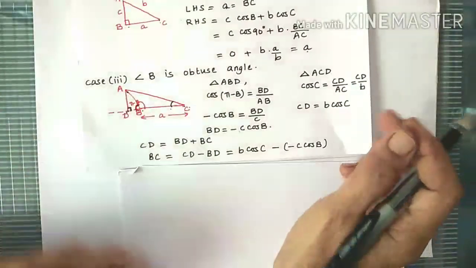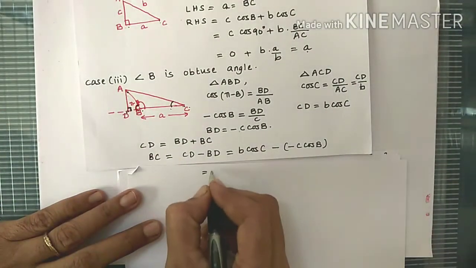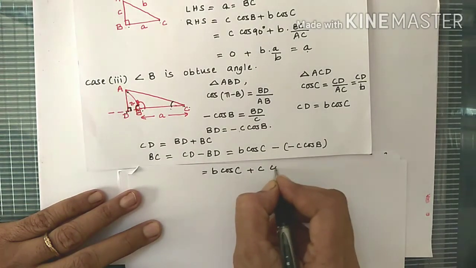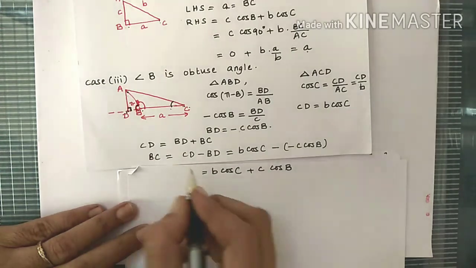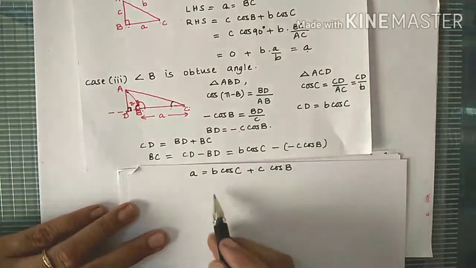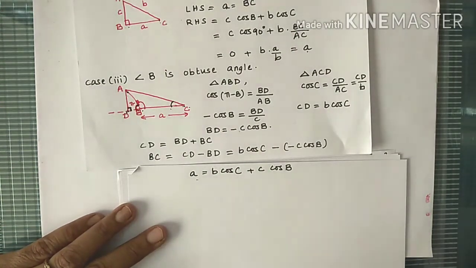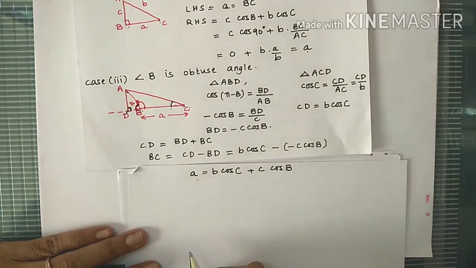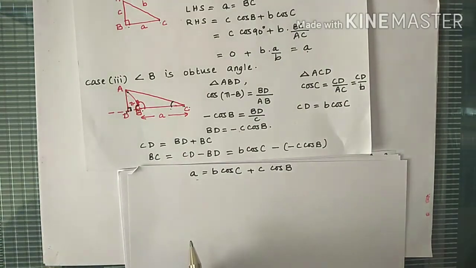So that is b cos C plus c cos B. And what is BC? BC is small letter a. So we have a equal to b cos C plus c cos B. So in all three cases, we have a equal to b cos C plus c cos B. Similarly, we can prove the other two equations. So this is the projection rule. But we can also prove the projection rule as a corollary of the cosine rule. So that is your homework.